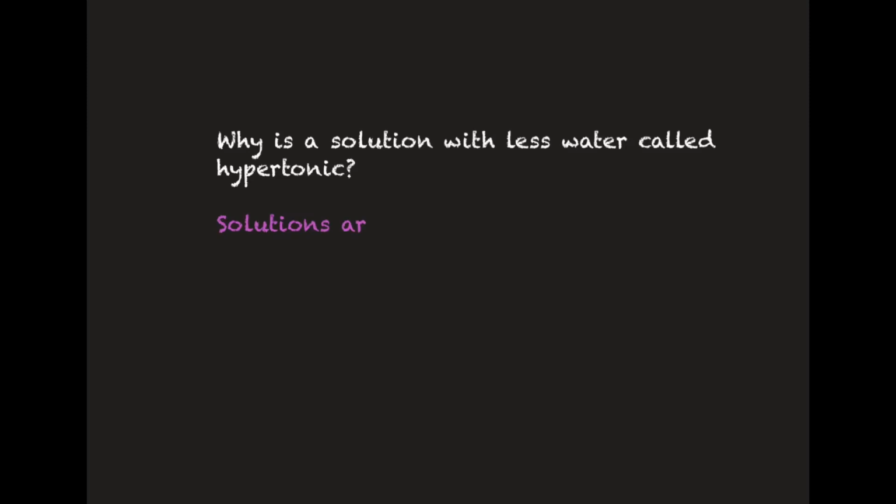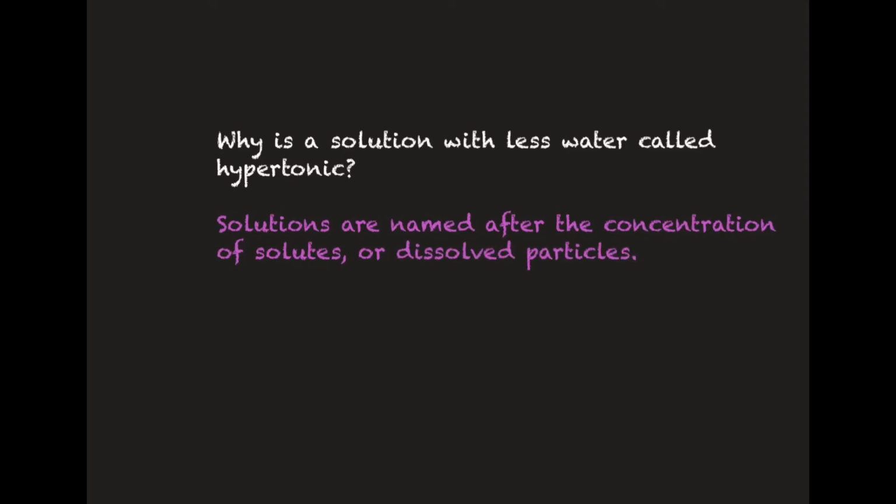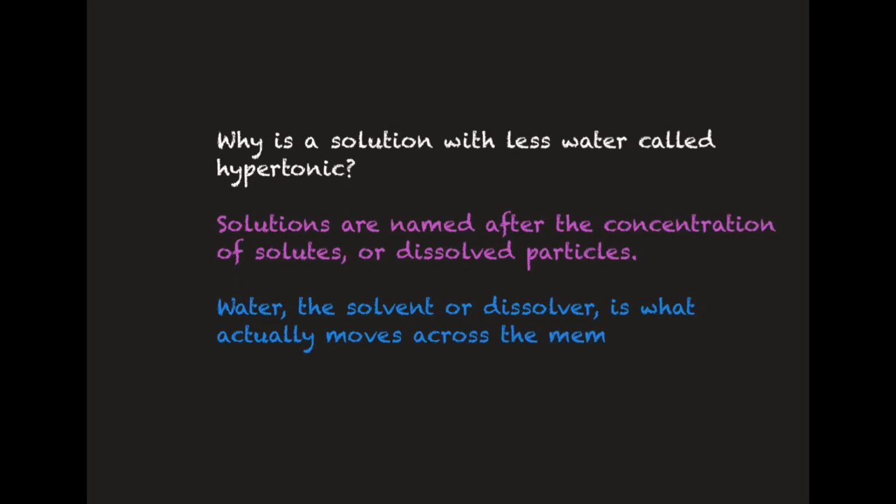This is a bit of a head scratcher because you might be wondering, how are you going to name a solution hypertonic when you actually have less water than what's inside? So solutions are named after the amount or concentration of the solutes or the dissolved particles. So sugar in our case would be the solute. However, osmosis talks about the movement of water, which is the dissolver or solvent. So it's a little bit counterintuitive because the solution's named after what doesn't move.